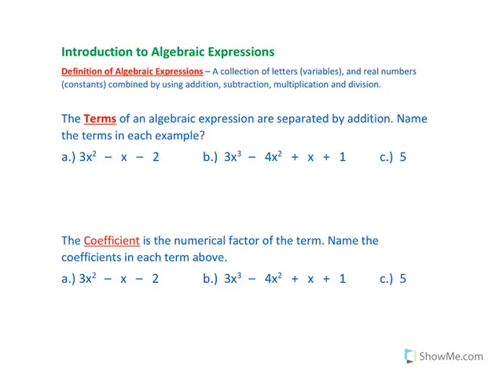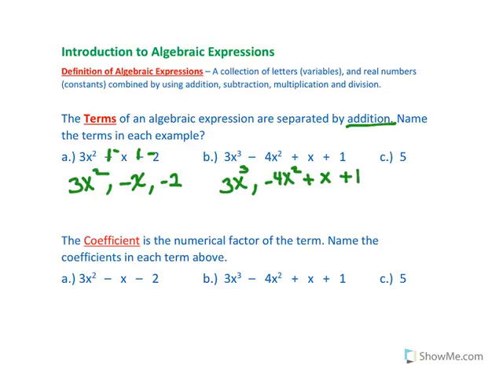In this first example, we have terms separated by addition. So we have 3x squared, and then we have a plus a negative x and plus a negative 2. So 3x squared is a term, and minus x is a term, and negative 2 is a term. And for the same reason in B, we have 3x cubed plus negative 4x squared plus x plus 1. And the 5 all by itself is also a term.